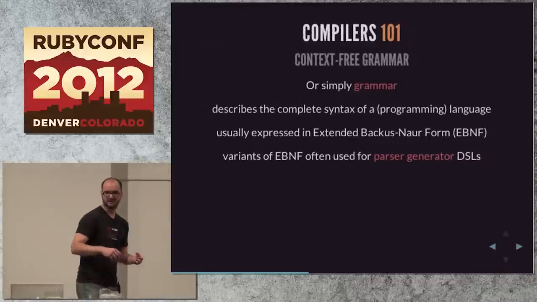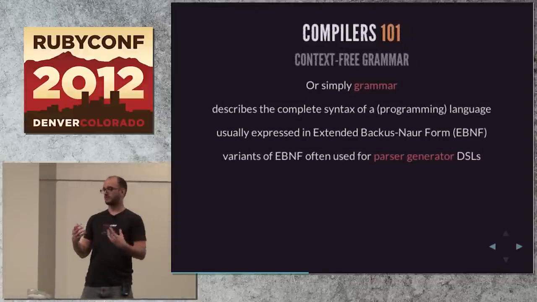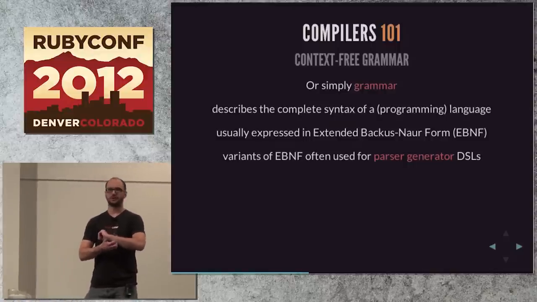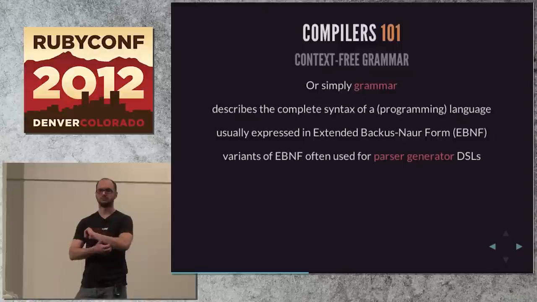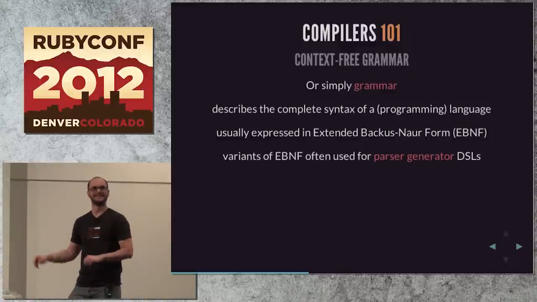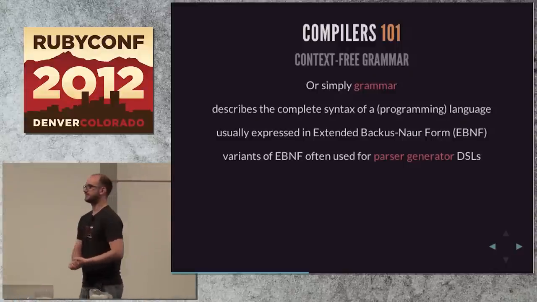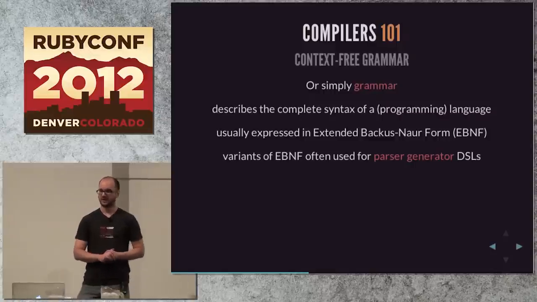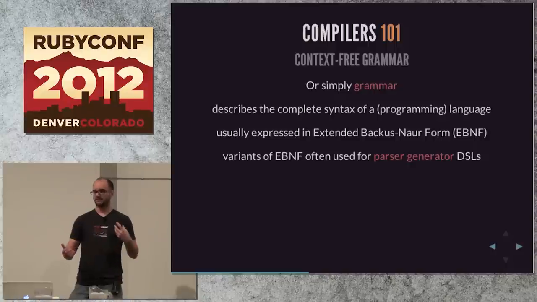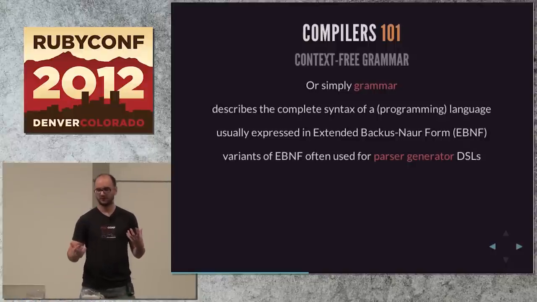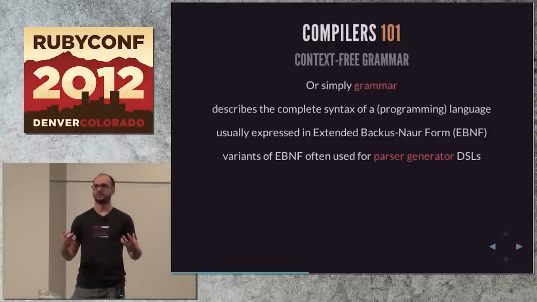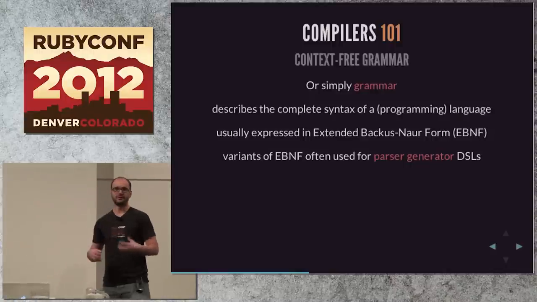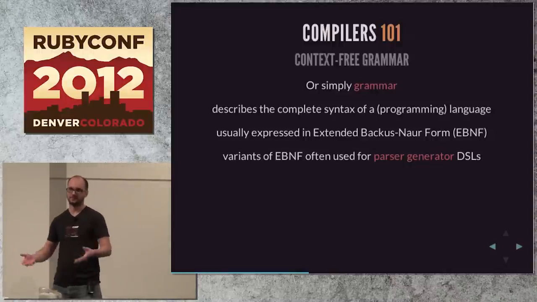And so a grammar, as you might suspect, describes the complete syntax of a programming language. Has everybody heard of EBNF? Sort of, maybe, no, kind of? That's okay, it doesn't really matter too much. You'll see a very, very simple example later on in the presentation. Essentially, variants of EBNF are used for the DSLs that serve as inputs to parser generators. An example of a parser generator would be Yacc or Bison or even Racc.